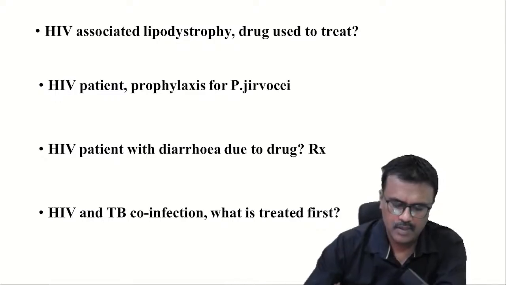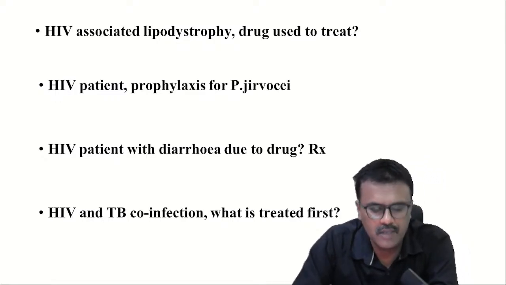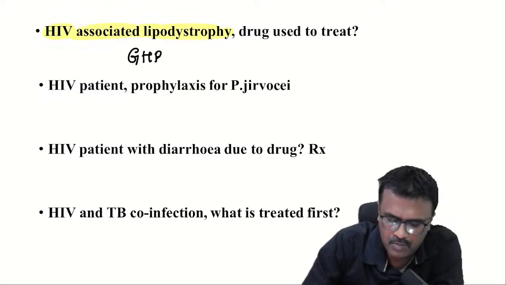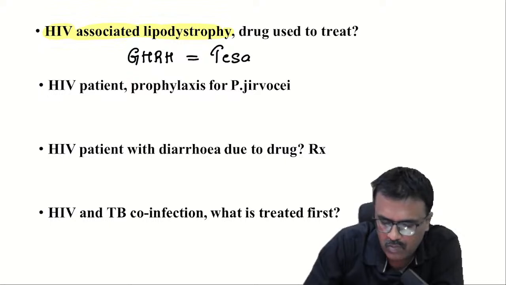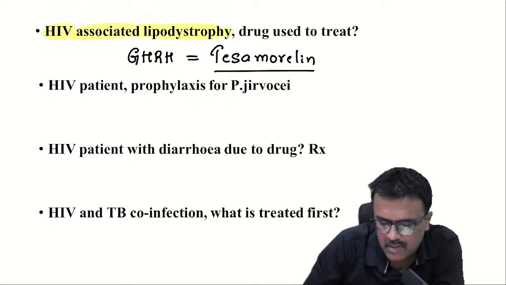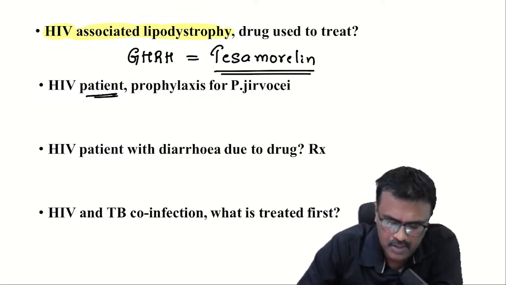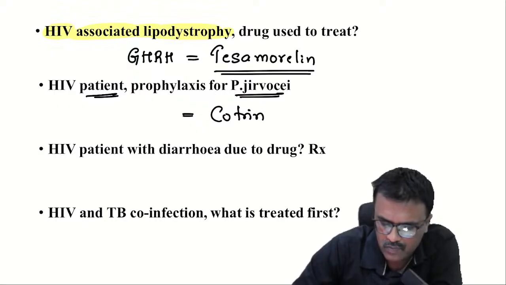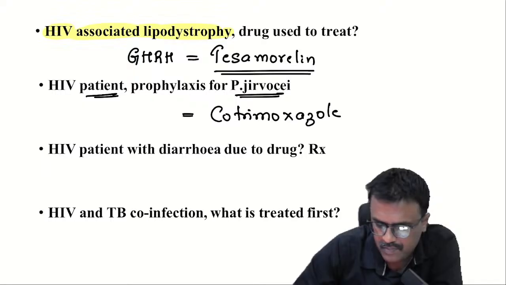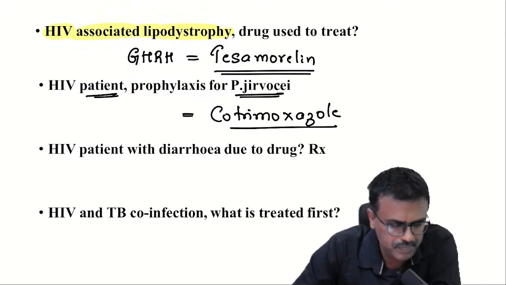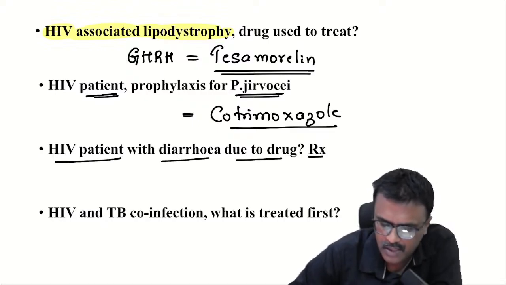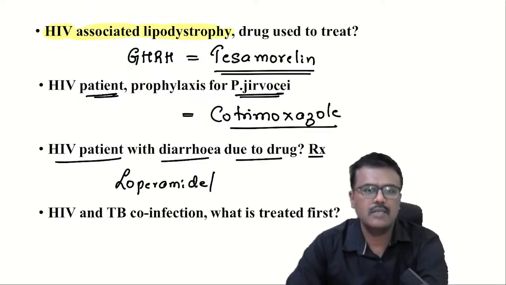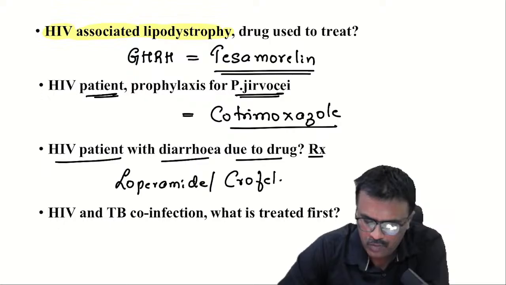Okay. Now certain times HIV associated problems are also being tested in NEET PG. Suppose a patient has HIV associated lipodystrophy, what is the drug to be used? So we have a growth hormone releasing hormone preparation. The name is tesamorelin. HIV patient, you have to give prophylaxis for Pneumocystis jirovecii. Then the drug I use is cotrimoxazole. HIV patient with diarrhea due to drug treatment, I can give either loperamide or a new drug which we discussed yesterday, a chloride channel inhibitor called crofelemer.